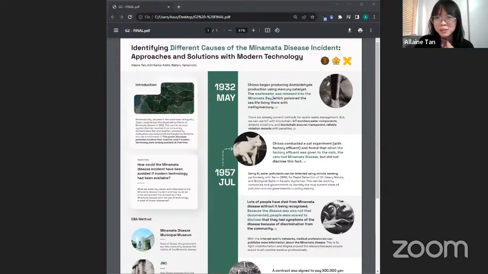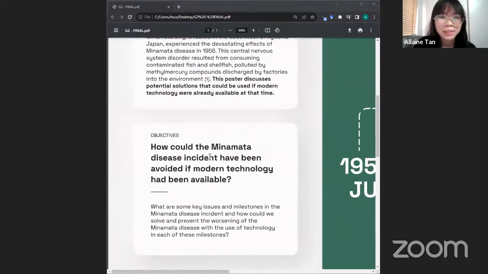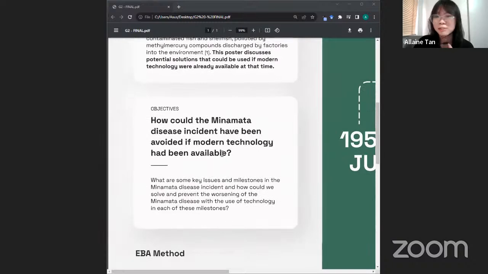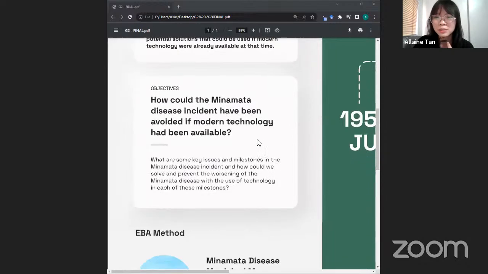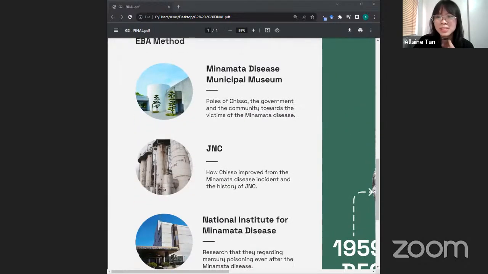So our aim in this fieldwork is to answer the question, how could the Minamata disease incident have been avoided if modern technology had been available? To answer that question, we used the EBA method when we visited several key places to understand the intricacies of the Minamata disease incident before we could provide our solutions.